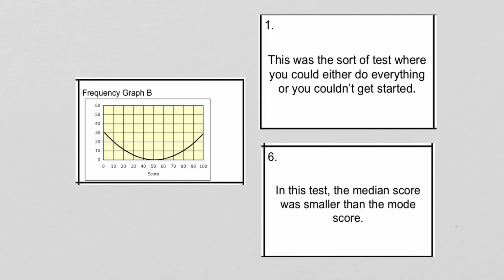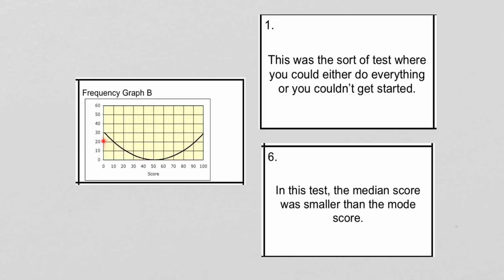So in this case, the first description says this was the sort of test where you could either do everything or you couldn't get started. In other words, you did really well or you did really badly. The other description says in this test the median score was smaller than the mode score. You already know what median and mode are. Median is the center number. Mode is the average. Add them all together and divide by the number of data points that you have.